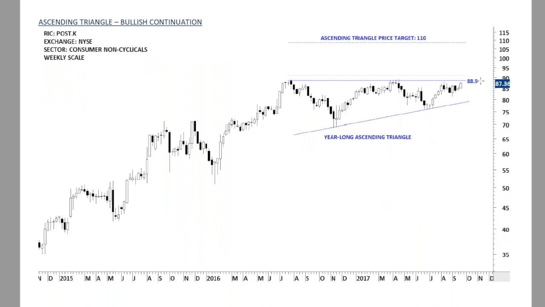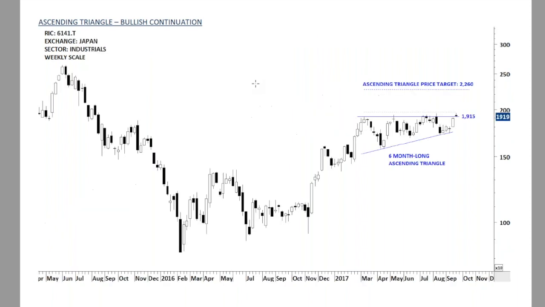Here we have this horizontal boundary at 88.5. This is a stock post-holding. It's listed on the New York Stock Exchange. Ascending triangle price target is at 110 levels. So the breakout still hasn't taken place, but we are pending for a decisive price action on this ascending triangle.